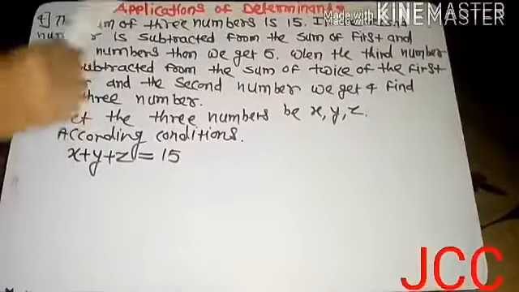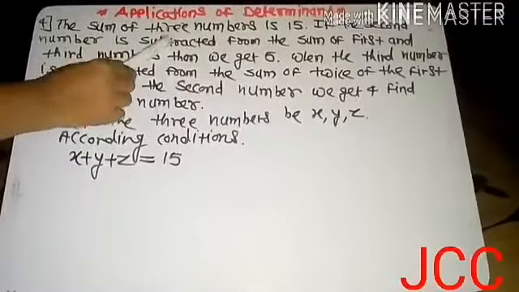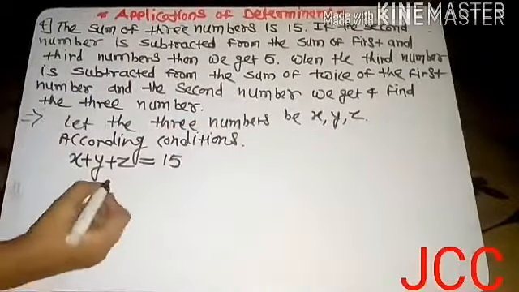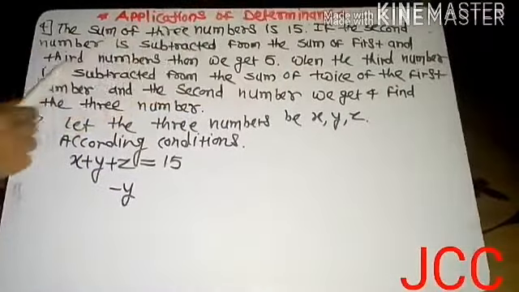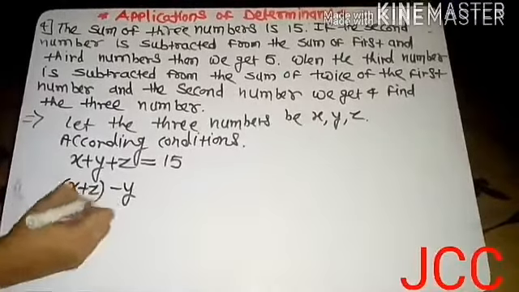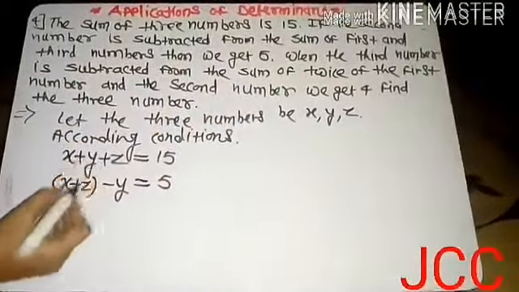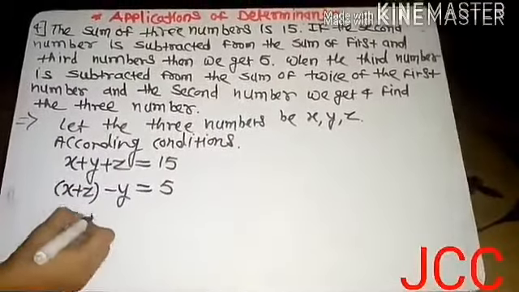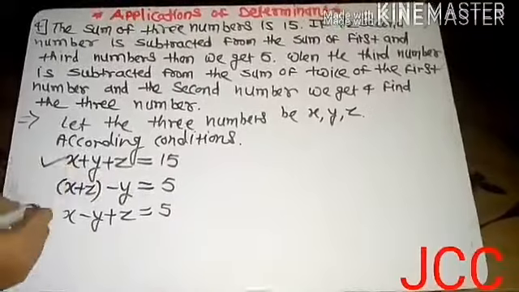Now we create the second equation, that is if the second number is subtracted. आता second number आपण y consider केलाय. y is subtracted from the sum of first and third number. Sum means addition, first and third number. We get 5. We get 5 means the proper form of the second equation is x minus y plus z is equal to 5.